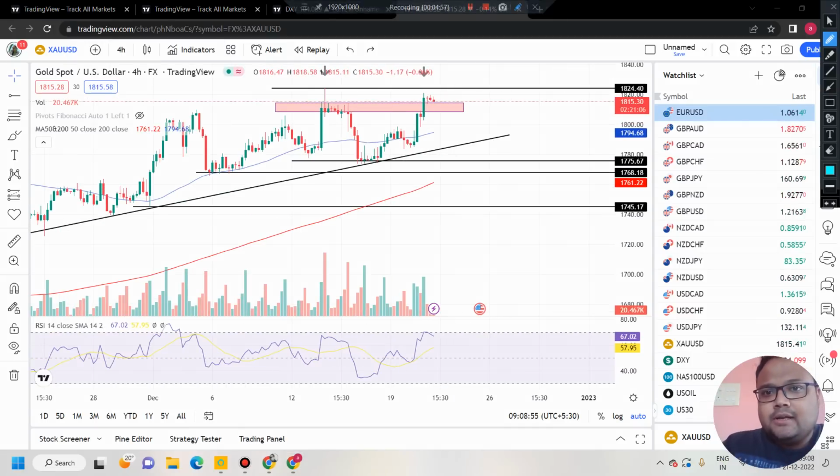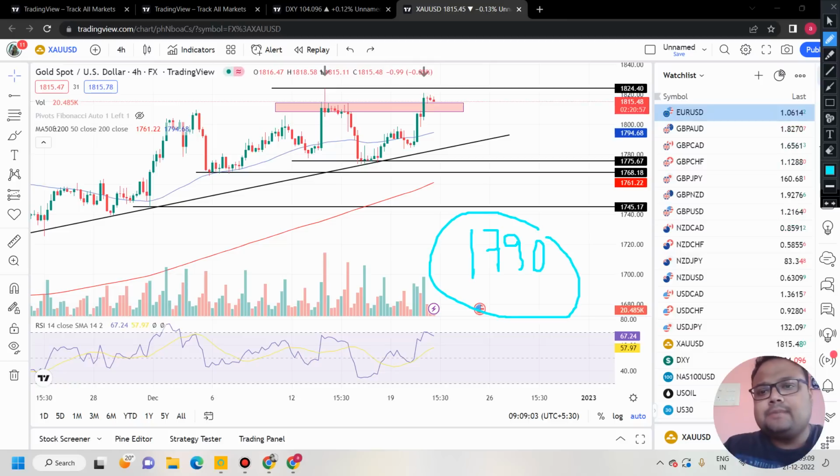Okay, because the first support will be around the 1790 level, which is in the form of the trend line, and 1790 is quite far away. This is the proper resistance on the chart of gold. If gold comes down, you can expect 1790 to act as support. If gold bounces from 1790, definitely you can consider taking a buy position. 1790 is a proper support.